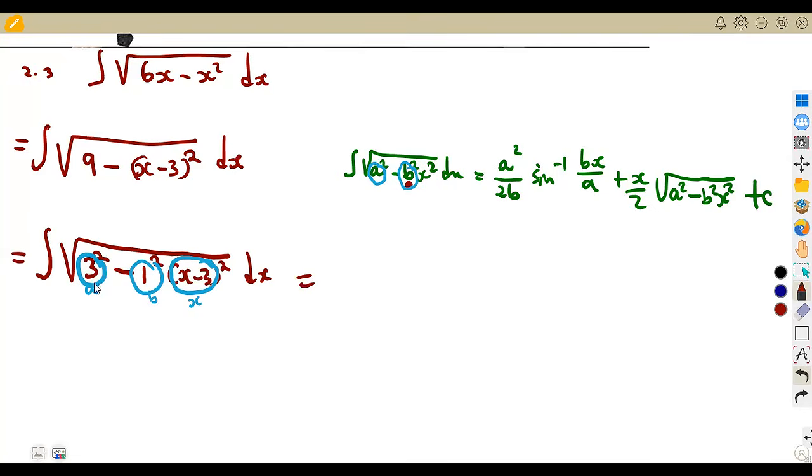Our a is 3. So it means 3 squared. 3 squared gives us what? 9 over 2b. What is our b? Our b is 1. So it's going to be 2 times 1, which is 2b.